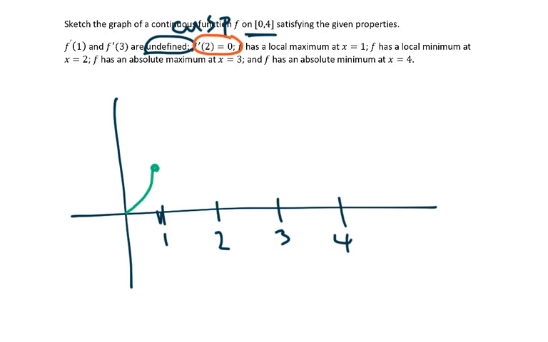And then it says f has a local minimum at 2. Oh, so there is a minimum at 2. So notice that this second part here where we said that the derivative was 0, and now we say there's a local min. So somewhere down here is going to be at 2.